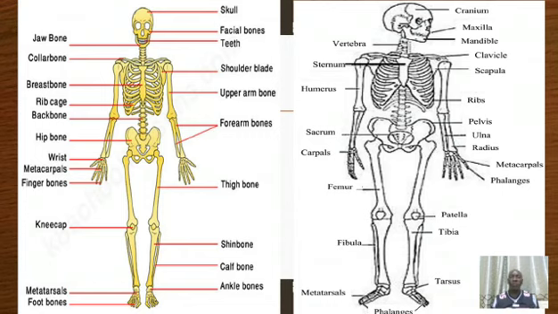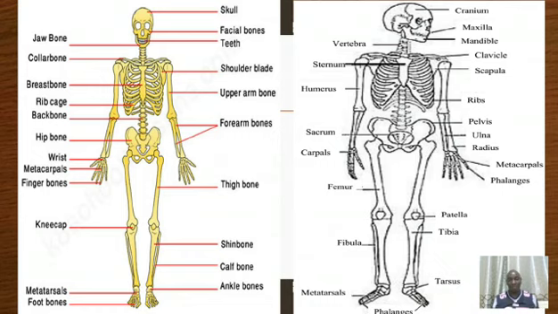Then at the point where they end, they join to the foot. Where they join to the foot, at the ankle, we have what we call the ankle bones, also called the tarsus. Then in the foot, we have the metatarsals, and these end in the toes with what we're calling the phalanges. So those are the bones of the skeleton.